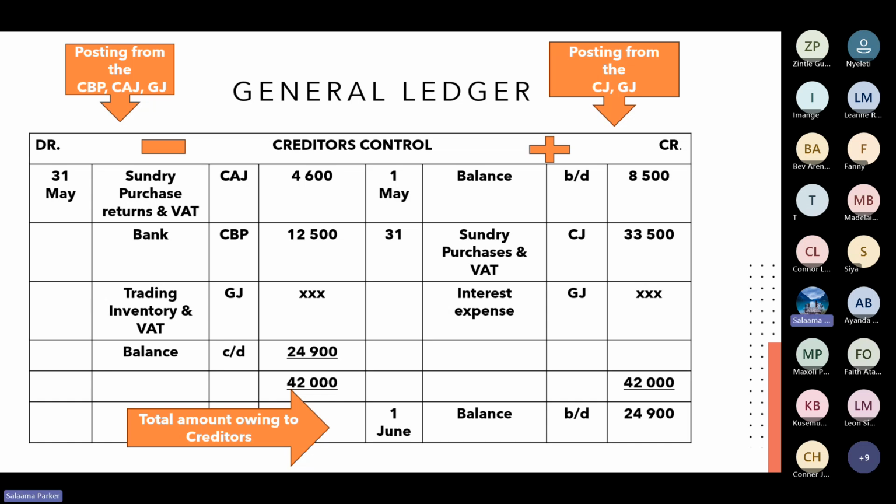And just remember the double entry rules. Okay, creditors control is a liability, increase on the credit side, decreases on the debit side. And again, these are my contra accounts. Sundry purchases and VAT contra account. Interest expense contra account. Any questions going forward?